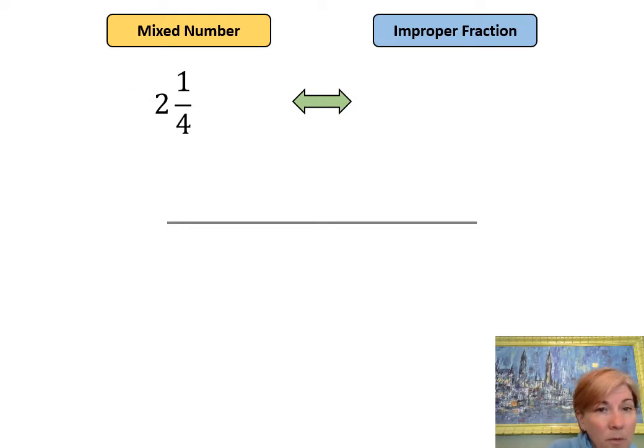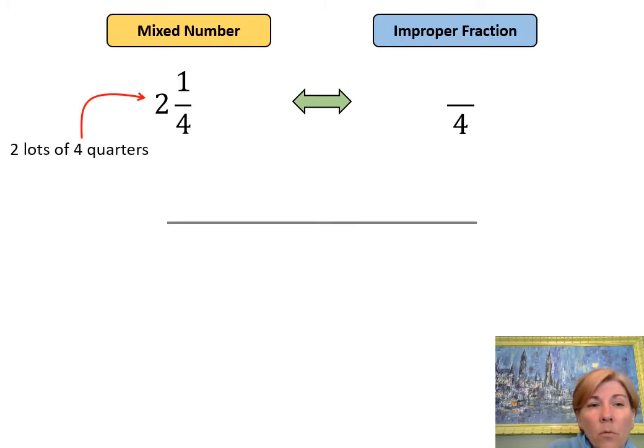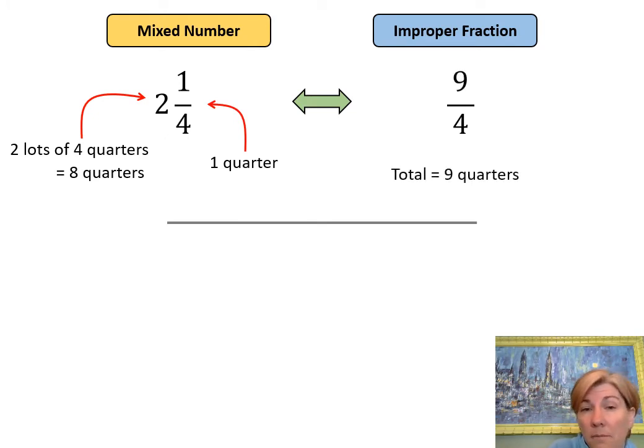Same with this one. We have two whole groups of 4. So we're going to talk about our improper fraction as pieces of 4. So we have two whole groups of 4, which is going to be 8 in total. So 8, and then I can see that I have one more. So that's going to be 9, converted to an improper fraction.